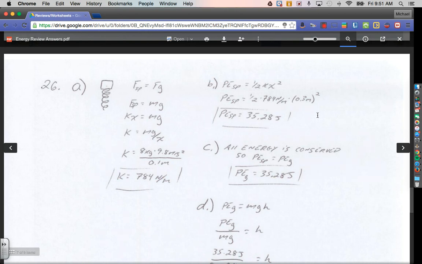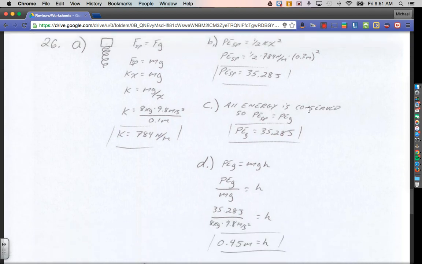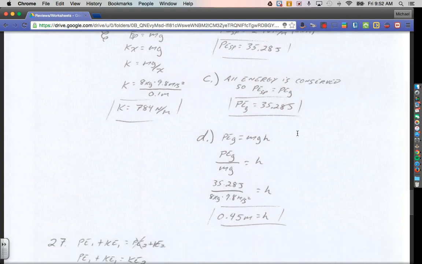Letter C. What is the change in gravitational potential energy of the stone as it moves from the release point to the maximum height? All of the energy is conserved, so that means all the spring energy turns into gravitational energy as it goes from the release to its maximum height, and that would be 35.28 joules. D, what is the maximum height measured from where it was? Well, we know what the potential energy is because we just solved for it.